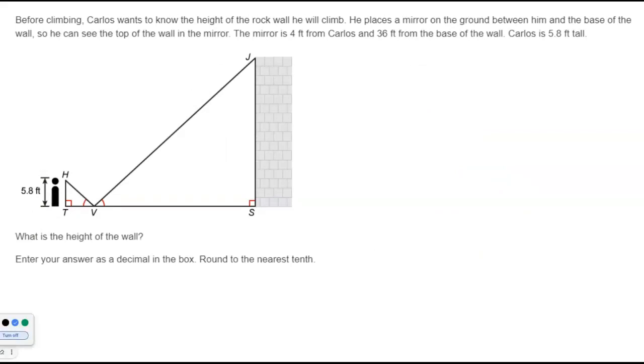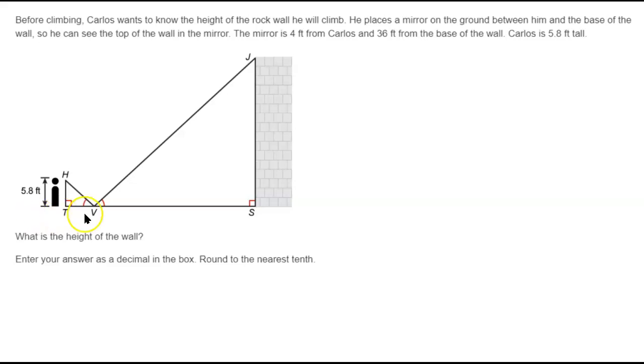All right, so for this problem, we see that before climbing, Carlos wants to know the height of the rock wall he's going to climb. He places a mirror on the ground between him and the base of the wall, so he can see the top of the wall in the mirror. Okay, so here's his mirror right here.